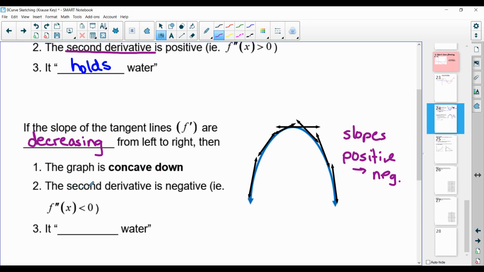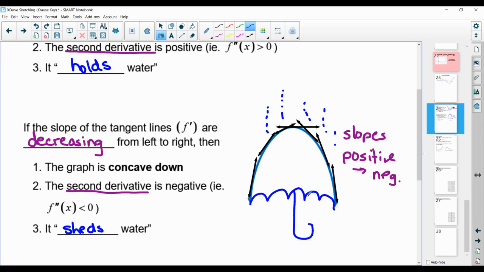And so when we look at the second derivative, again, that's what we're going to use for concavity, the second derivative will be negative, in other words, less than 0. And so with concave up, we were saying it holds water. With concave down, it sheds water. So again, if I were to have a rainstorm, this acts almost like an umbrella. The rain's just going to pour off the sides. So this is kind of like our little umbrella, and it's shedding water, so concave downwards.